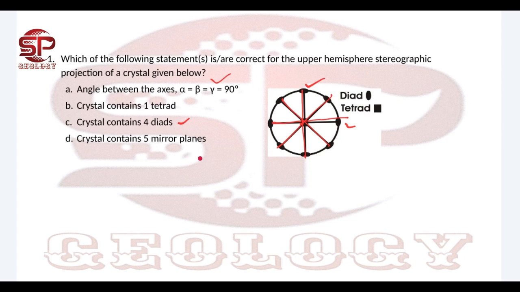The crystal contains five mirror planes. You see these are our four mirror planes and the circle is another mirror plane. So in total we have five mirror planes. So all the options will be correct.